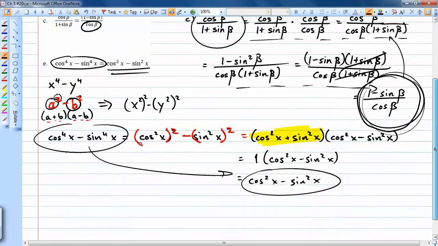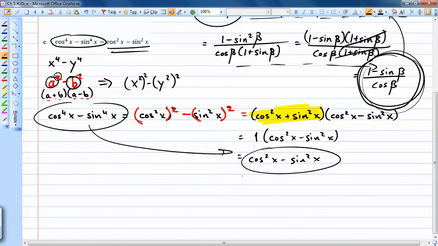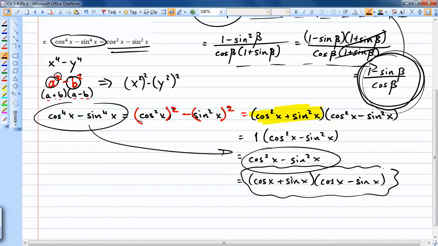It turns out there's another problem somewhere in the homework that has you go another step beyond this. That turns into cos x plus sine x, cos x minus sine x. But in this problem, you don't actually have to go that far. I think this is the solution to some other homework problem in there. Okay, hope that helps.